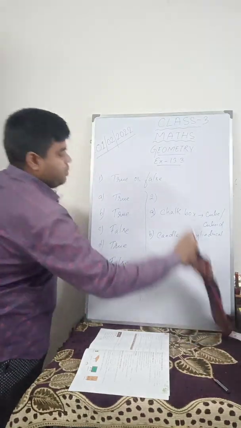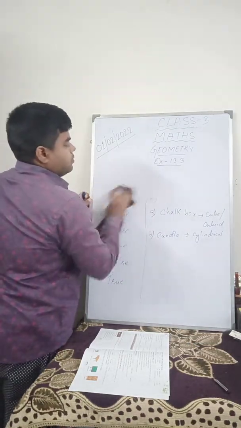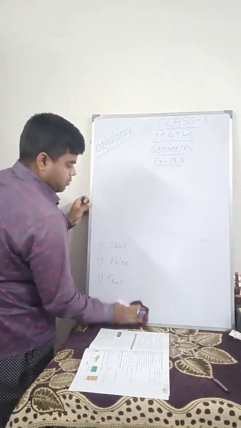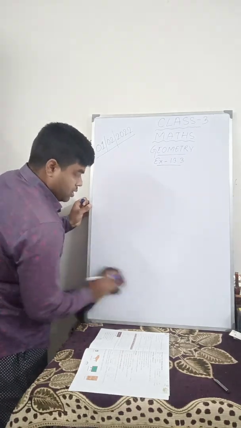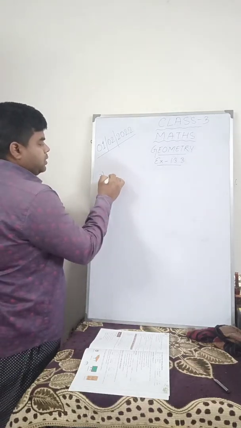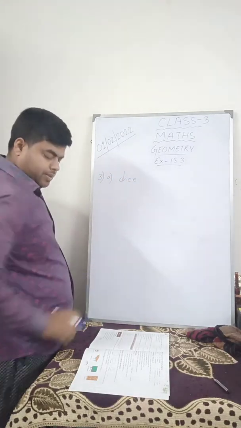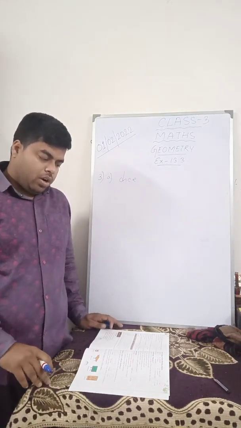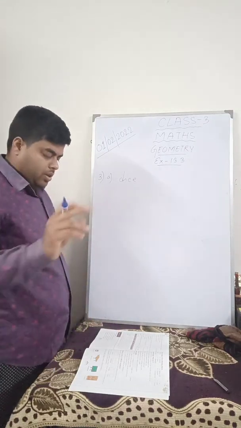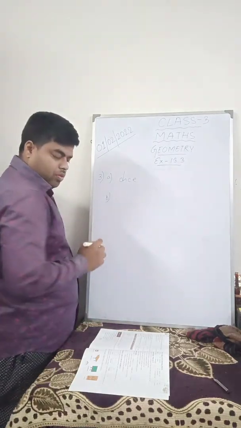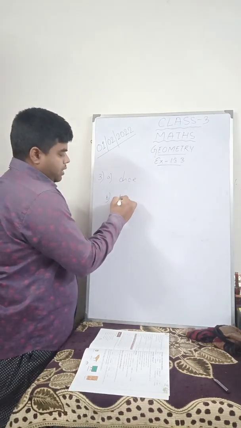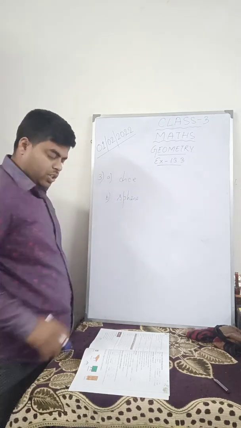Number 3. Let me erase. Number 3A: I am a dice. You cannot balance anything on me. Number B: I am a solid shape. On what shape can you not balance? That is sphere. You cannot balance on a sphere.